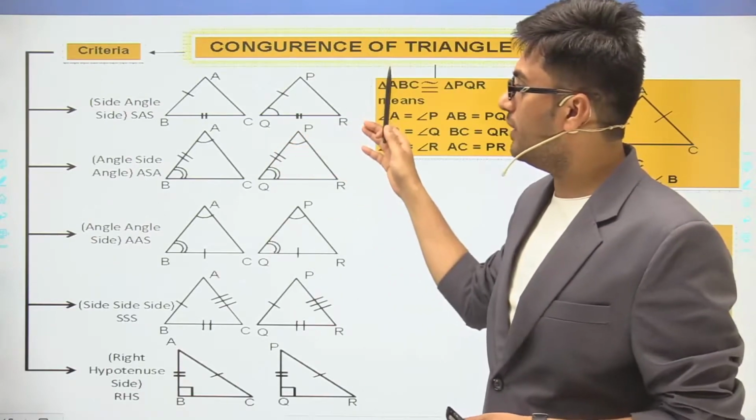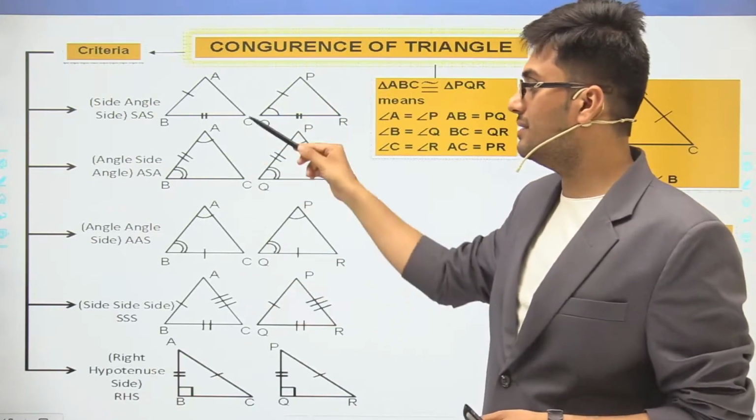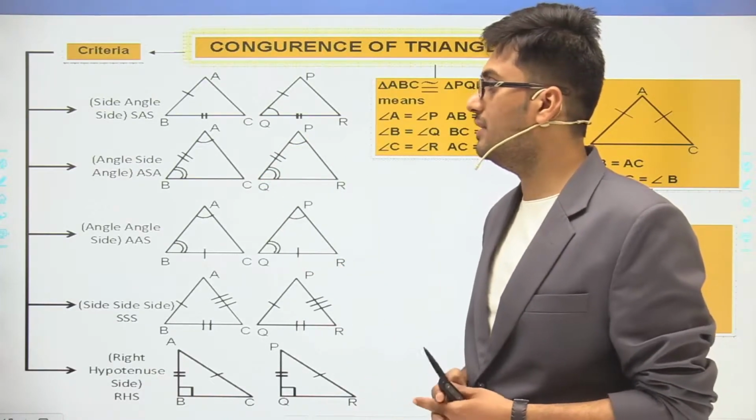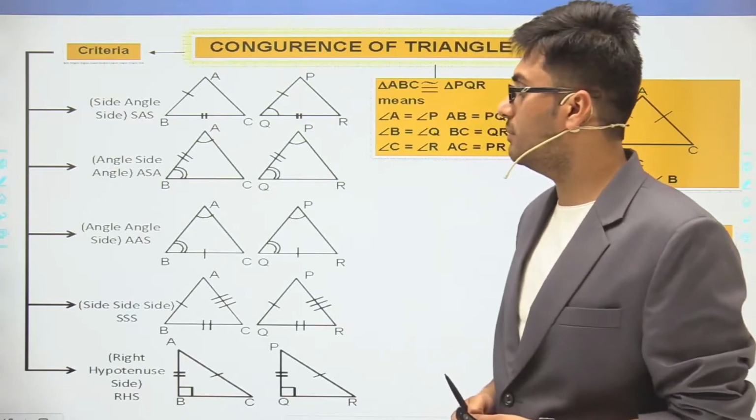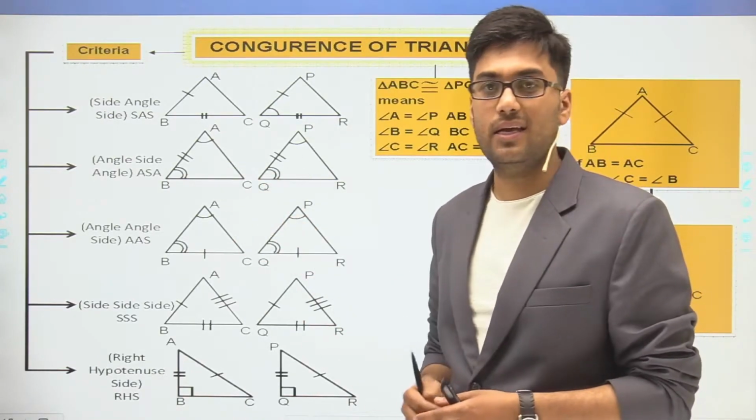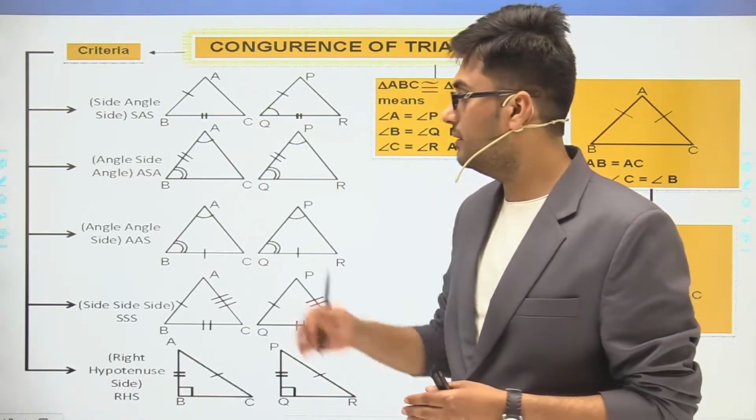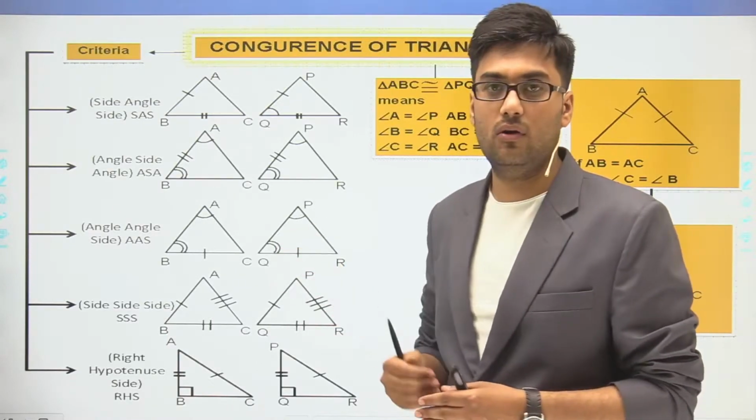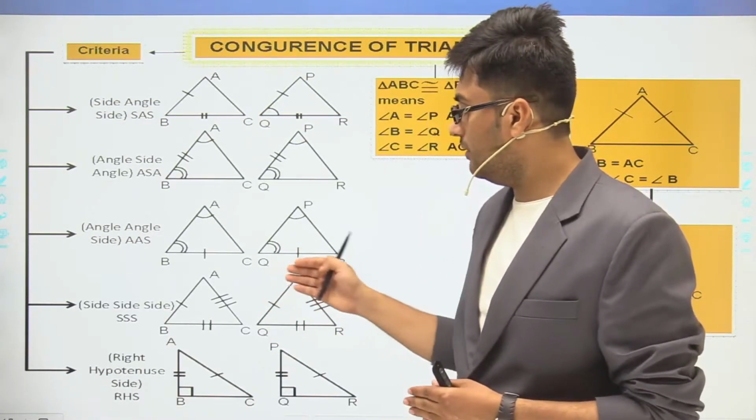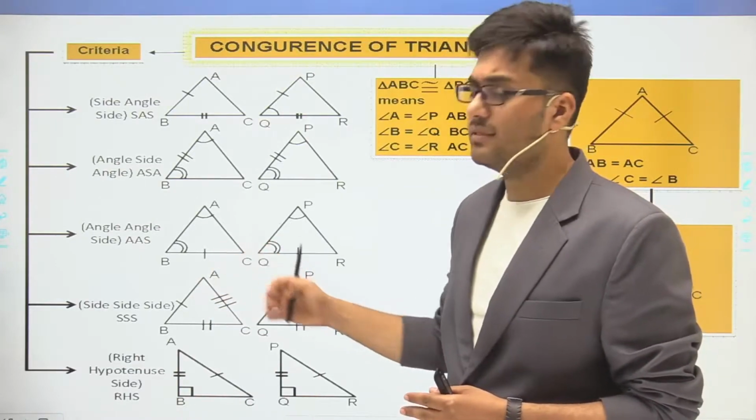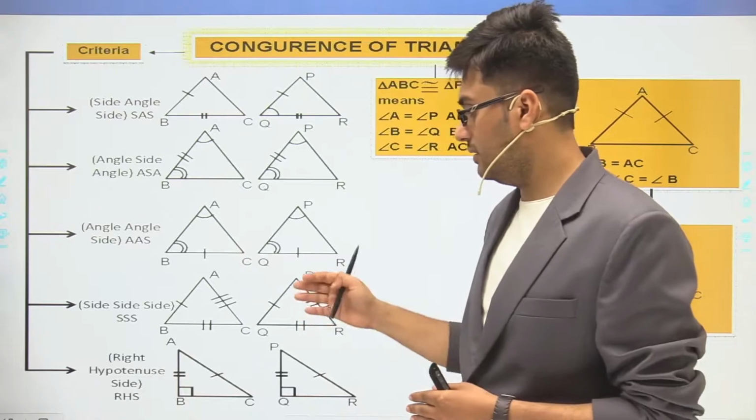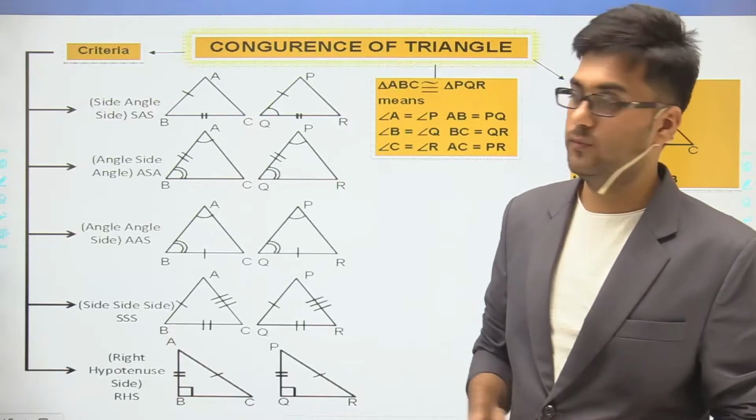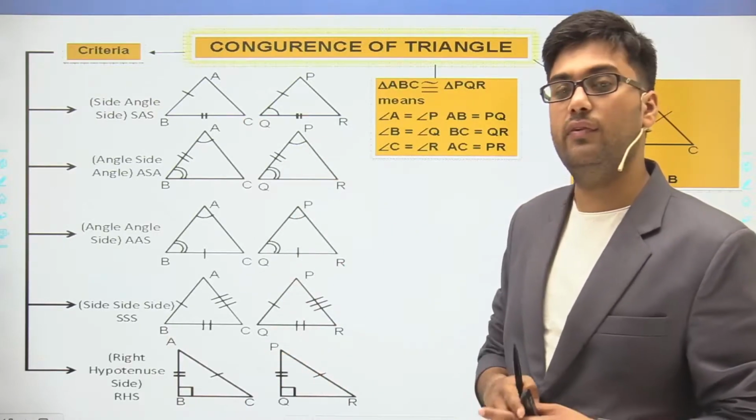In the congruency of triangles, we discuss some criteria. These are the congruency criteria: side angle side, in short SAS. Then the second criterion, angle side angle. Then angle angle side, in short AAS. Then SSS, side side side congruency criterion. Then the right angle hypotenuse side, RHS criterion. So these are the 5 congruency criteria we will discuss.